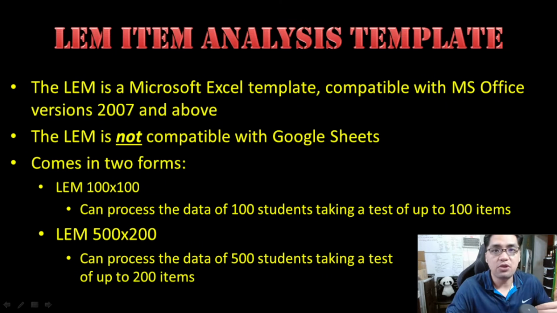So if we're talking about processing the item analysis data of just one class for a relatively short test, you can use the smaller, faster 100 by 100 format. If you're processing the data of maybe a whole batch of students for maybe a longer kind of test, you can use the 500 by 200 version.